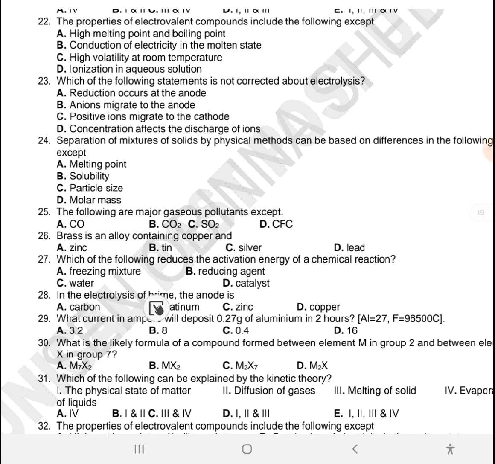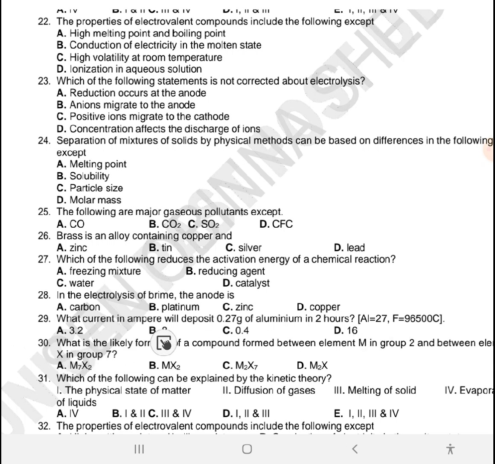28. In the electrolysis of brine, the anode is dash. 28 is option A. The anode is carbon. The reason why the anode is made to be carbon is so that there will be not much reaction there. The anode is carbon. 29 is electrolysis. I will need to demonstrate this one. 30, where we'll stop for this video.